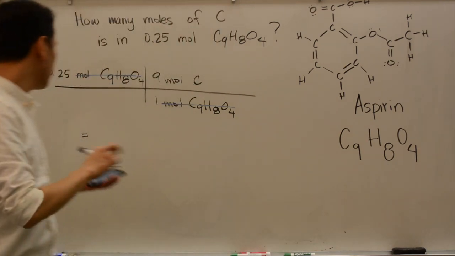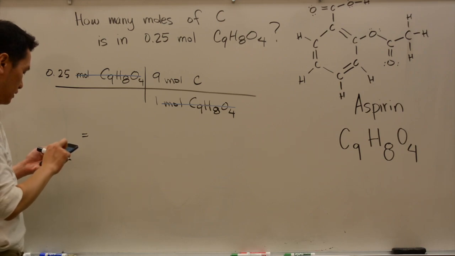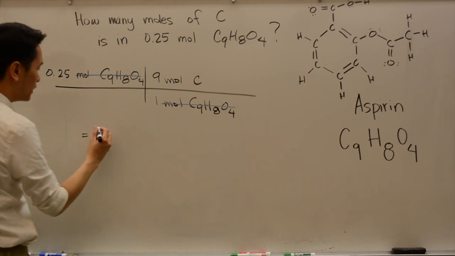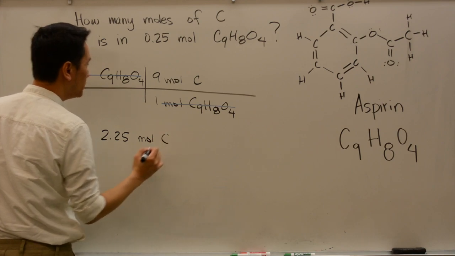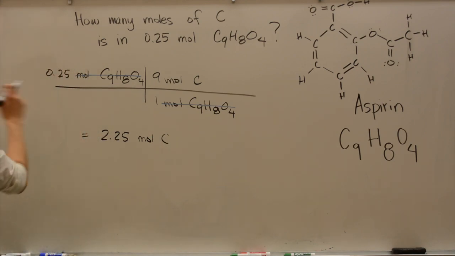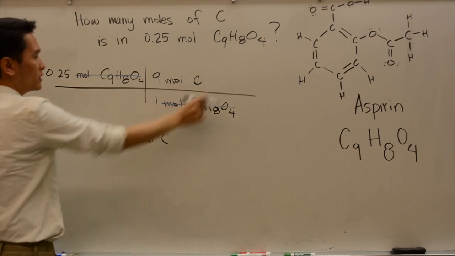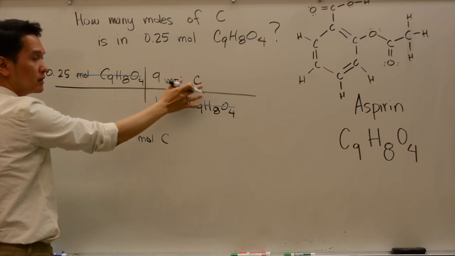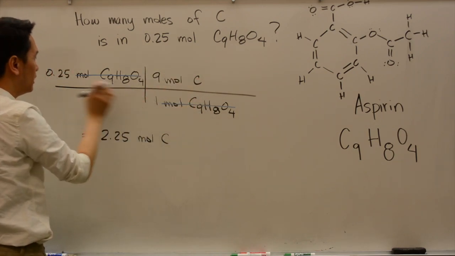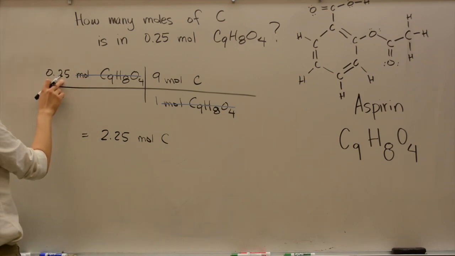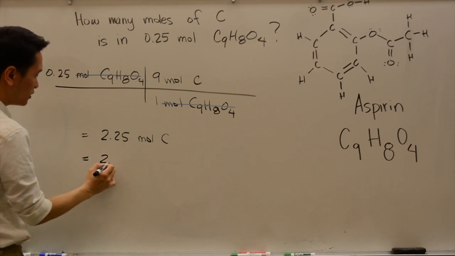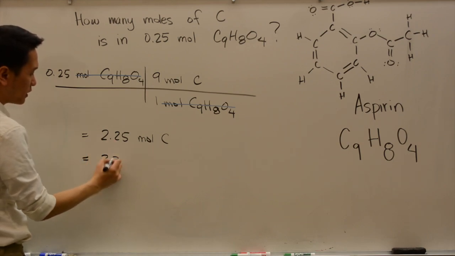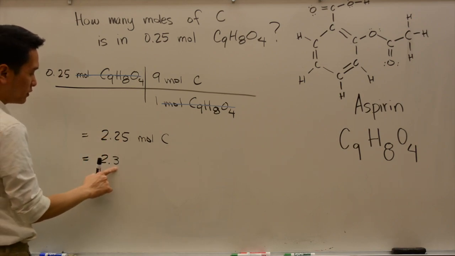If you do that on your calculator, what would you get? 0.25 times 9, you would get 2.25 moles of carbon. I know about sig figs though, since there's 2 sig figs here and infinite sig figs here, because these don't count because they're exact numbers. You only rely on this number, so you have to have 2 sig figs. So to properly write this answer, you would say it's 2.3, because you have to round it up if you'll have 2 sig figs.